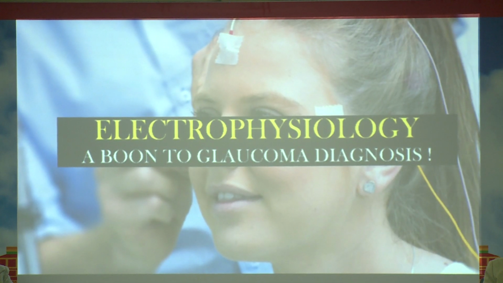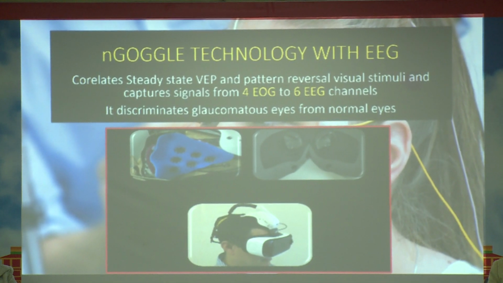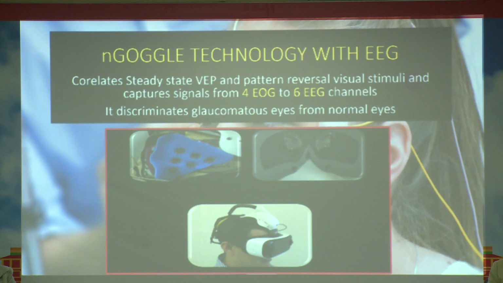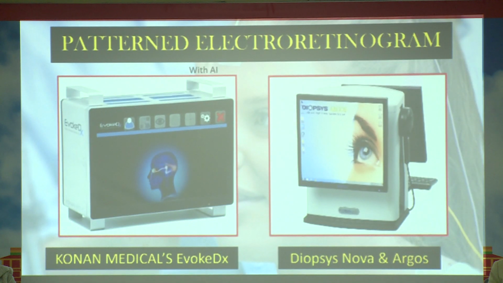Now, electrophysiology is a boon for glaucoma diagnosis. Here, N-Goggle technology with EEG correlates steady state VEP and pattern reversal visual stimuli and captures the signal from the 4 OAG and 6 EEG channels. This discriminates the glaucoma eye from the normal eyes. These are two pattern electroretinograms. Here I have shown in this picture.